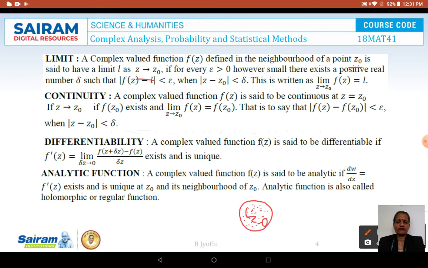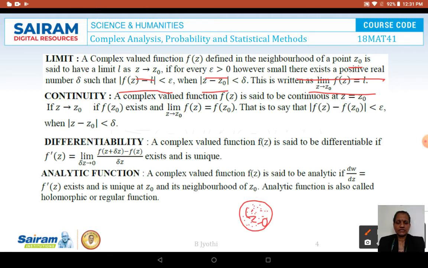If for every epsilon greater than 0, however small, there exists a positive real number delta such that mod of f of z minus L is less than epsilon when mod of z minus z0 is less than delta. This is written as limit of f of z is L when z tends to z0.